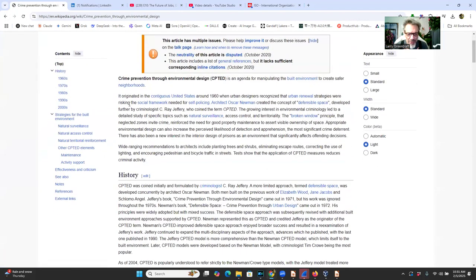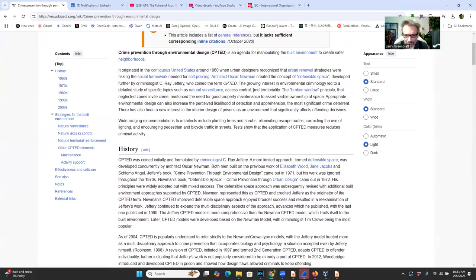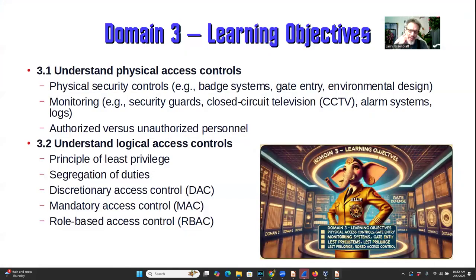Safe neighborhoods, and the territoriality that neglected zones invite crime and the need for good property maintenance. You take care of your place and then people feel at home. All right, that's enough of that. But it's very testable for you, David, to know that. And they don't mention CPTED.